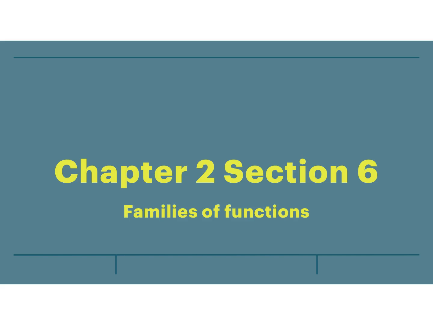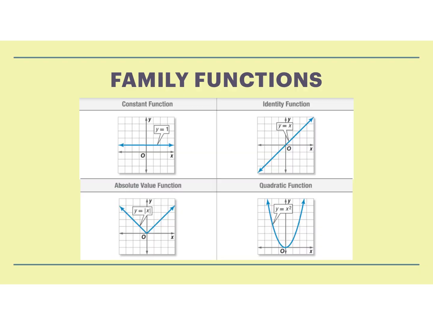Alright, so we're going to take a look at 2.6 notes today. These are families of functions. So here we have our family functions. A constant function is just a flat line. A linear function is what this one is called. This book says identity, but it's actually linear. That is any line, so that if y is equal to x, that would be this line here.